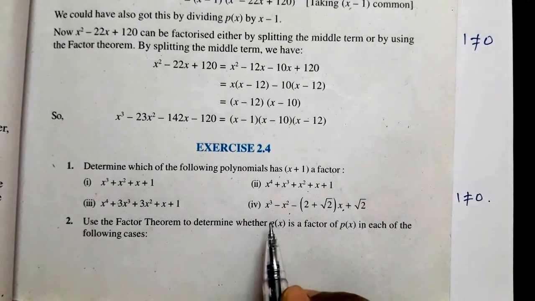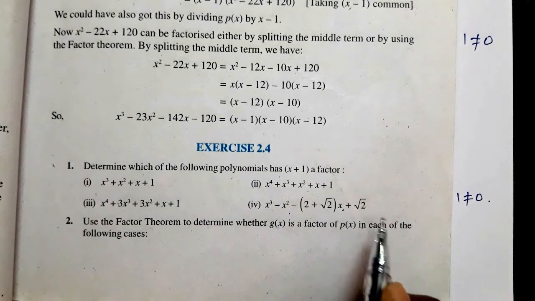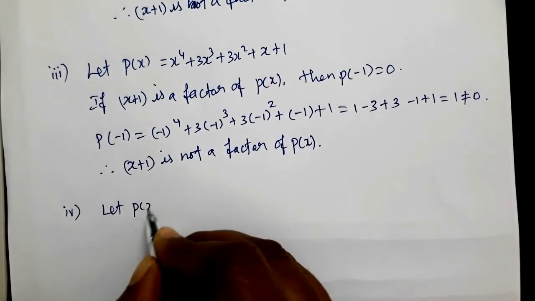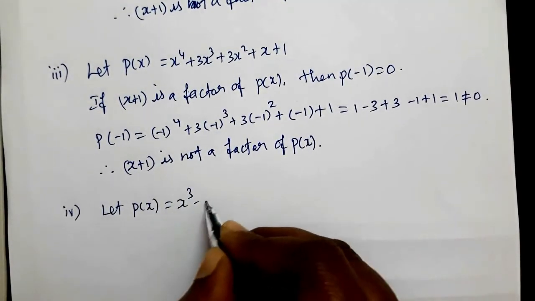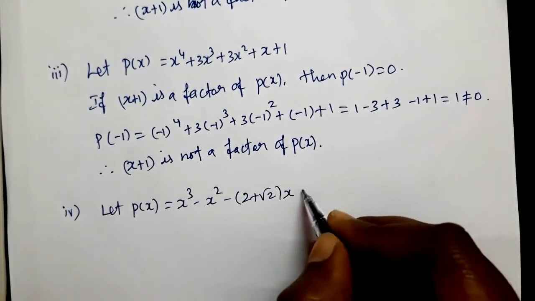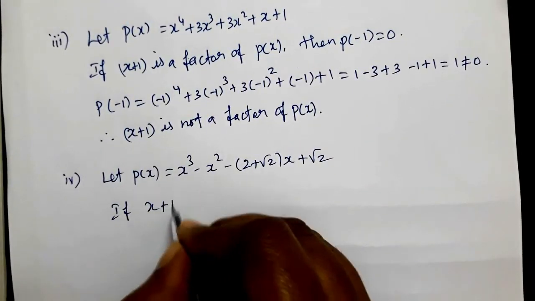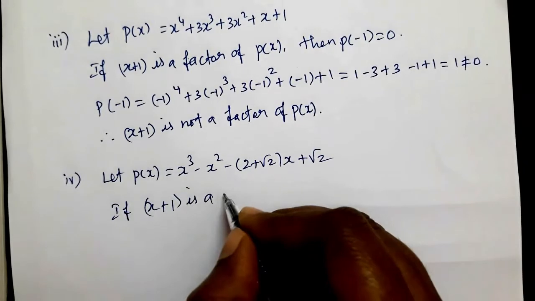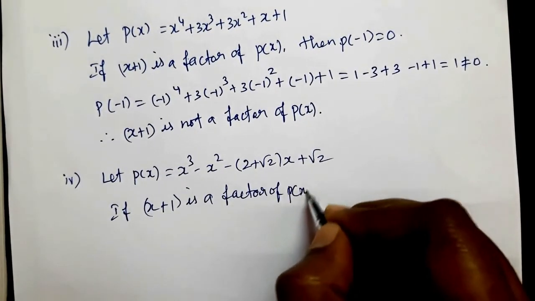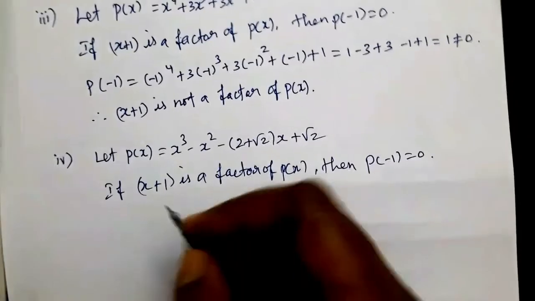Subquestion 4. Question number 4. Let p of x equal x cube minus x square minus (2 plus root 2) x plus root 2. If x plus 1 is a factor of p of x, then p of minus 1 equals 0.